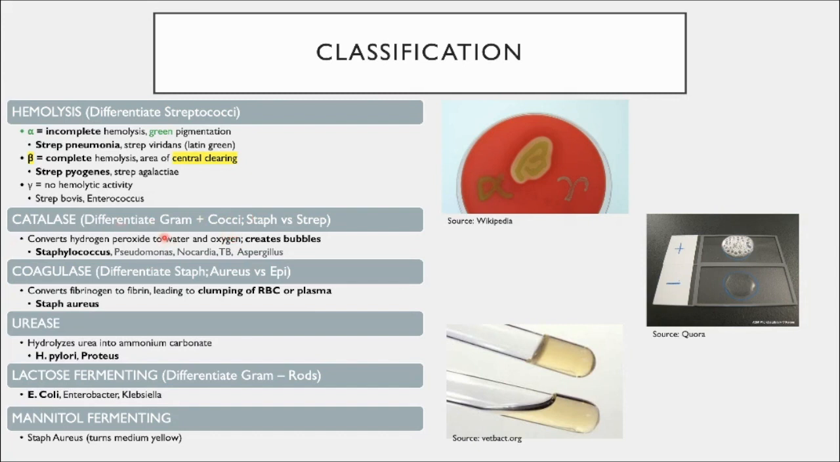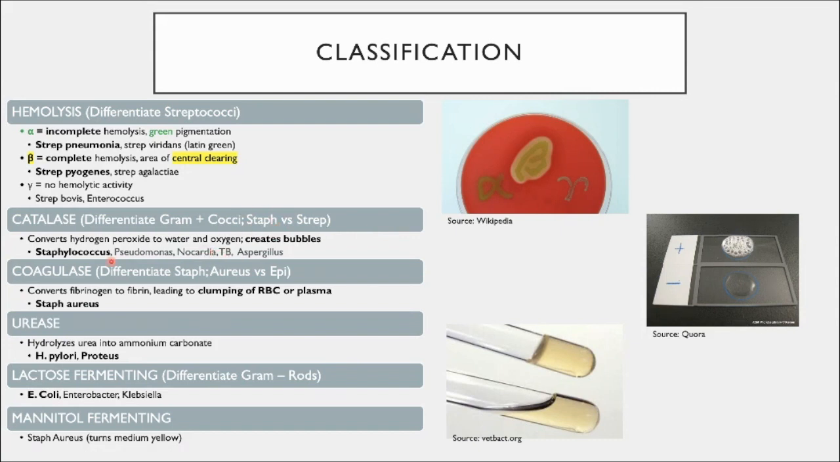But when it comes to classification of your bacteria, catalase I want you to keep as the distinguishing factor between staph and strep. Streptococci do not have catalase. They are incapable of breaking down H2O2, whereas Staphylococcus can.